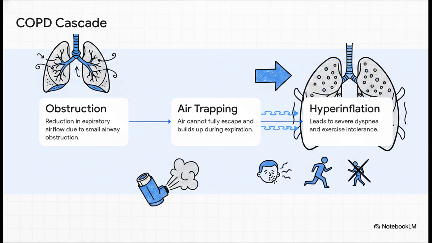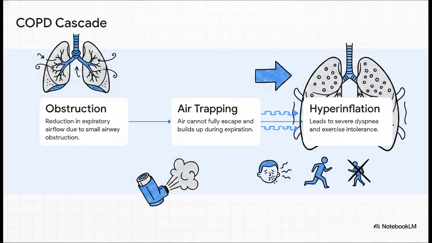It all kicks off with a reduction in expiratory airflow because of small airway obstruction. But it doesn't stop there. This obstruction leads directly to air trapping. Because that air just can't fully escape when the patient breathes out, it builds up. And that buildup inevitably causes lung hyperinflation.